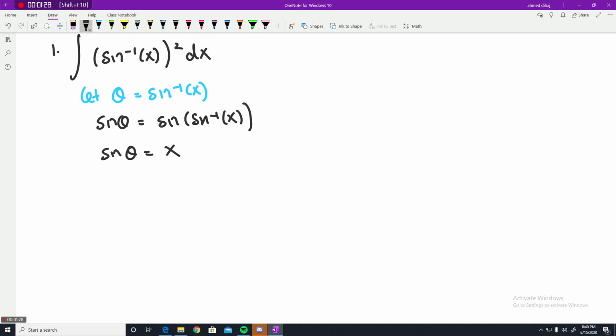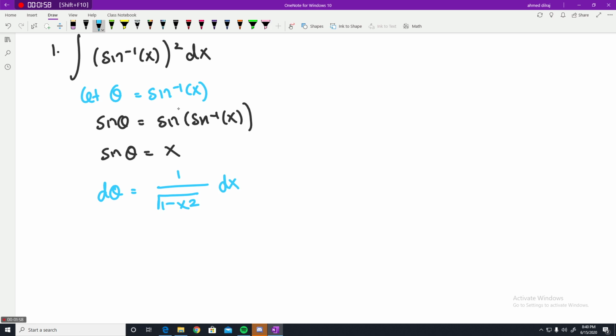We need to figure out a substitution for dx. So how are we going to figure out a substitution for dx? Well, obviously we're going to start here and take the derivative on both sides. So we have d theta is equal to 1 over square root of 1 minus x squared dx. Everybody knows the derivative of sine inverse of x is 1 over square root of 1 minus x squared.